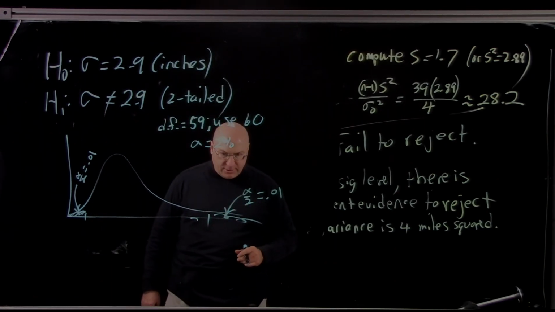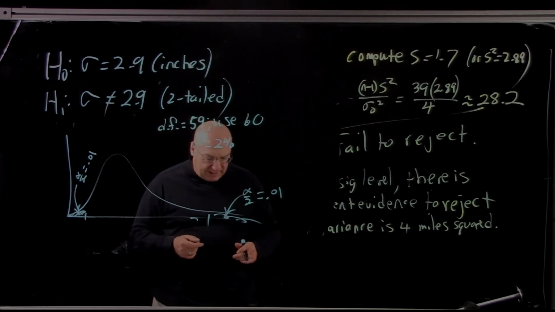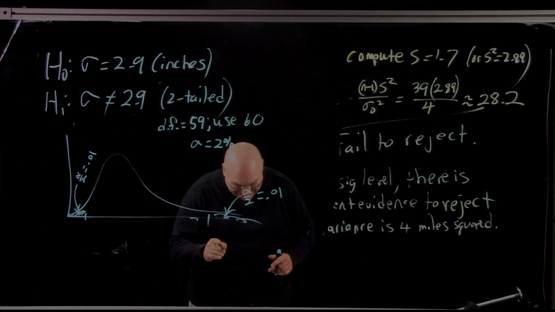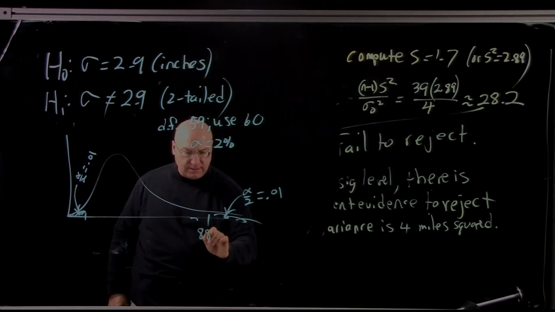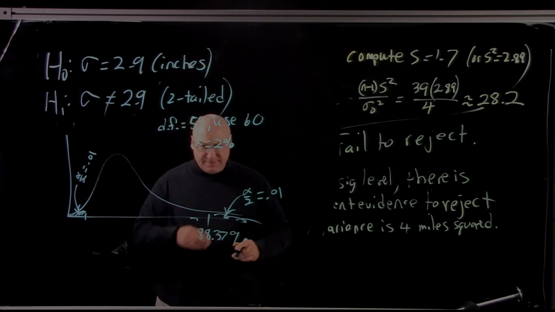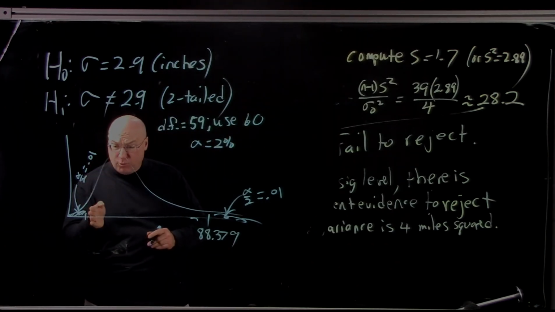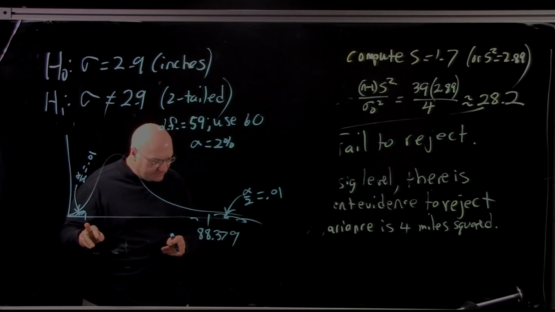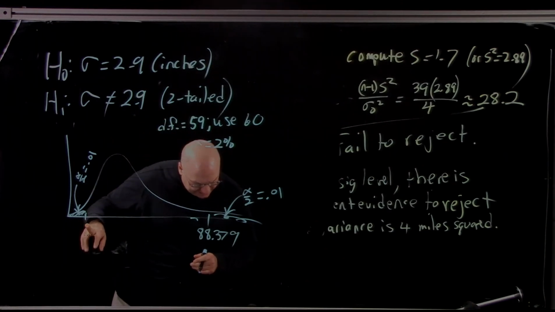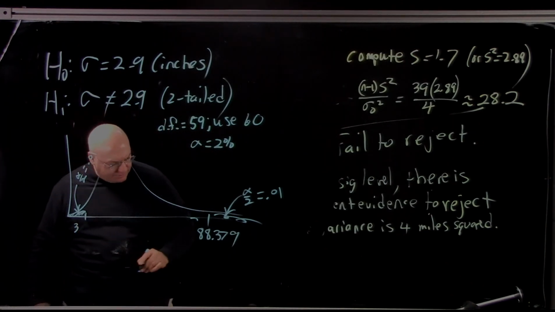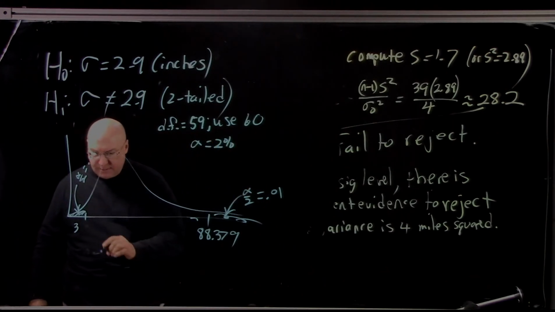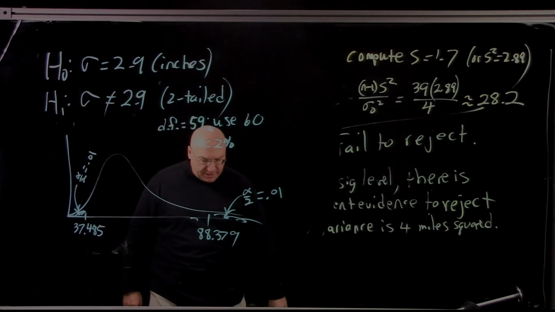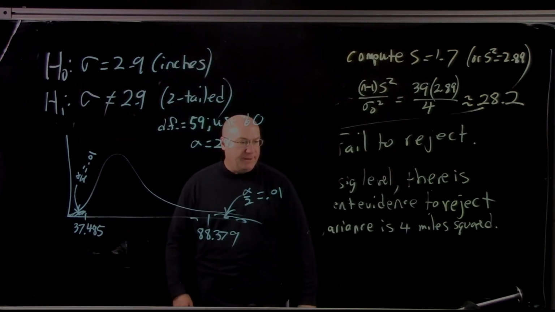I look in my table on the degrees of freedom 60, and if I want an area of 0.01 to the right, I get 88.379. Over here, if I want 0.01 to the left, I need 0.99 to the right. And that is, I'm sure you can do these, 37.485. I'm sure you can look these up. Okay.